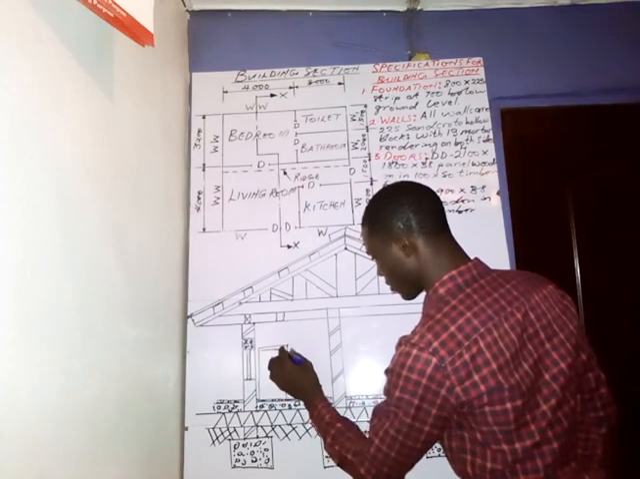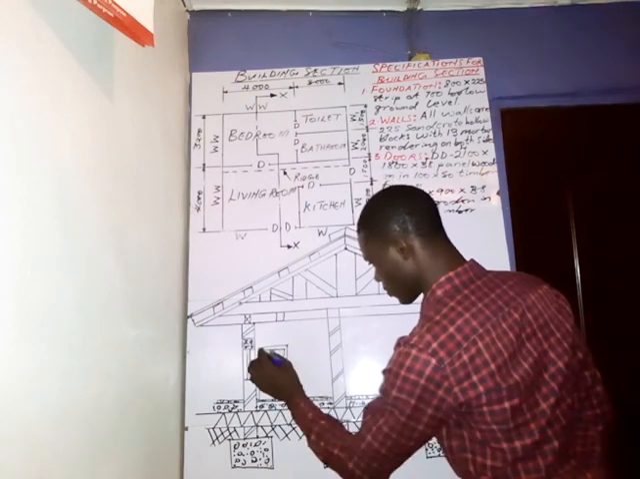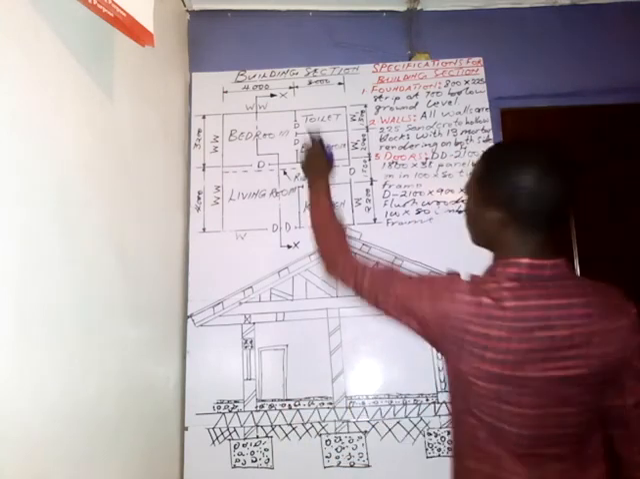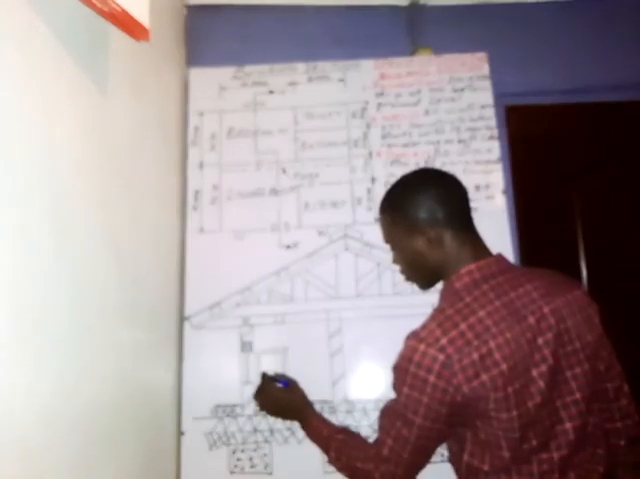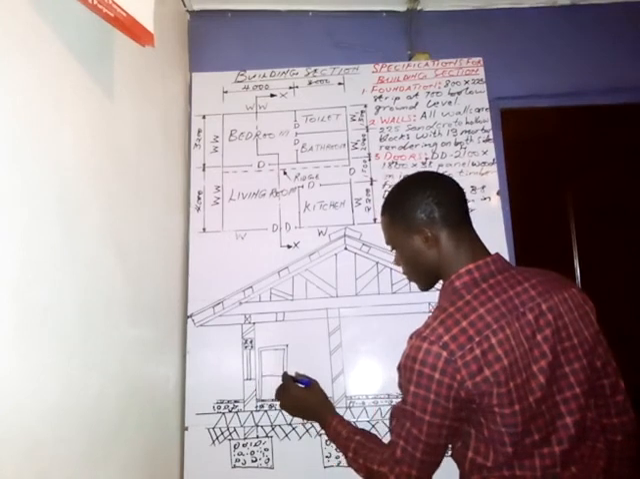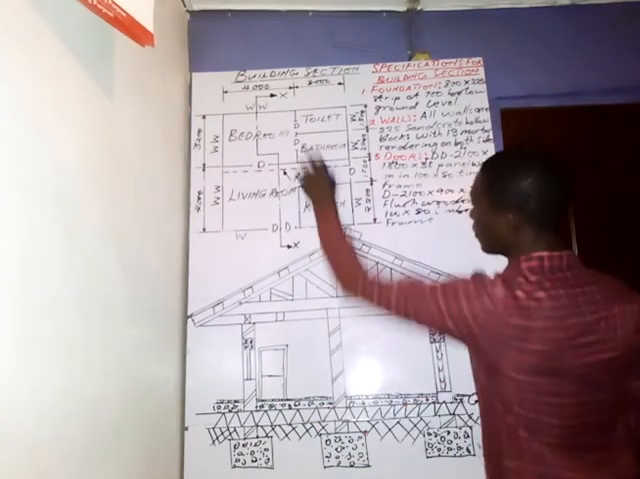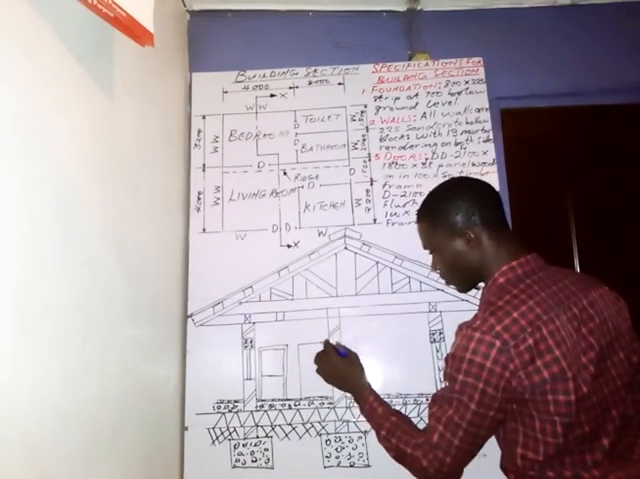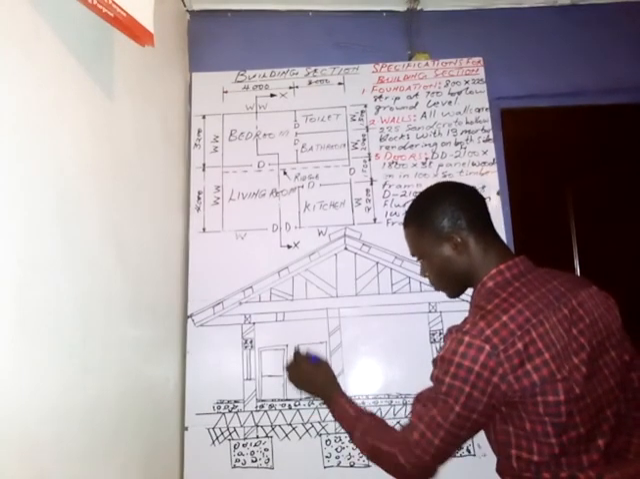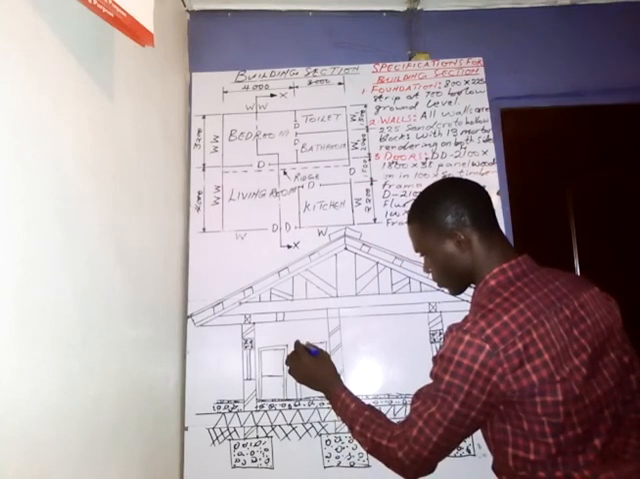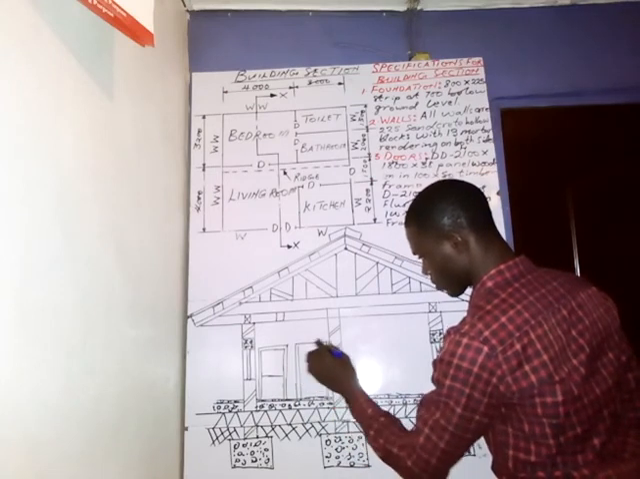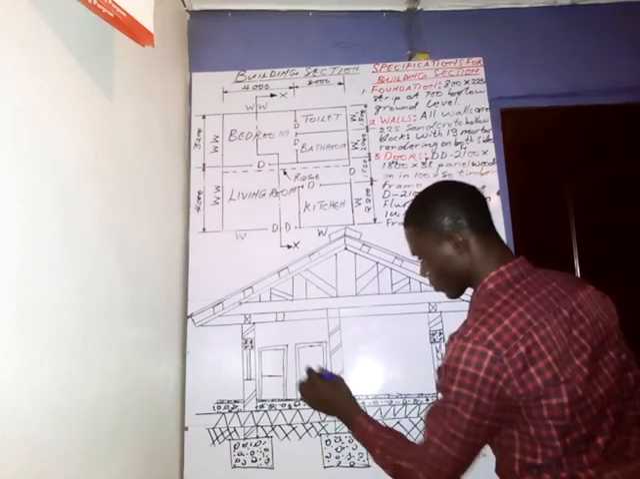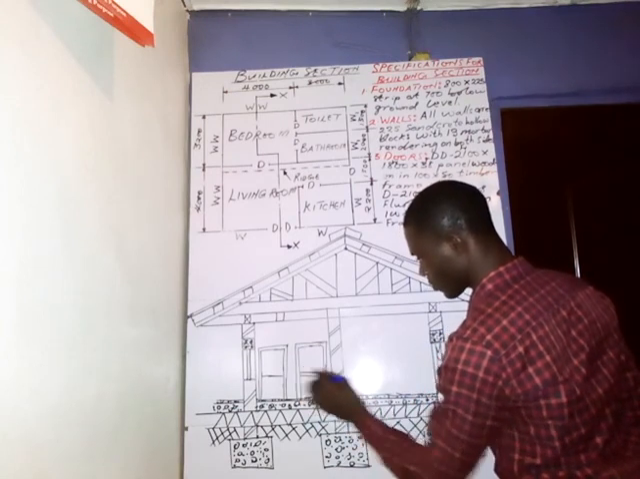The door has a frame, and the type of door that we have here, we are told, is a flush door. So just put something like this. We also have another door here at the back, with the same dimension. So put this.